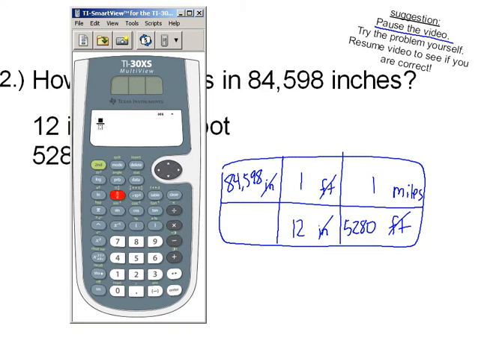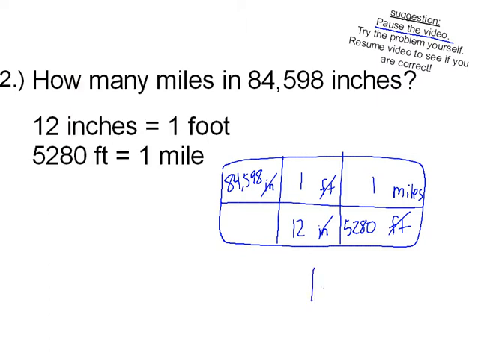Go back to my fraction key. That's a pretty sweet little feature on this calculator. 84,598 times, well, times 1 times 1. And then down below, 12 times 5,280, and hit enter, and I've got 1.335, or I'm going to round that to 1.3. Okay, 1.3 miles in that many inches. Pretty nice little process. Helps give you some structure.